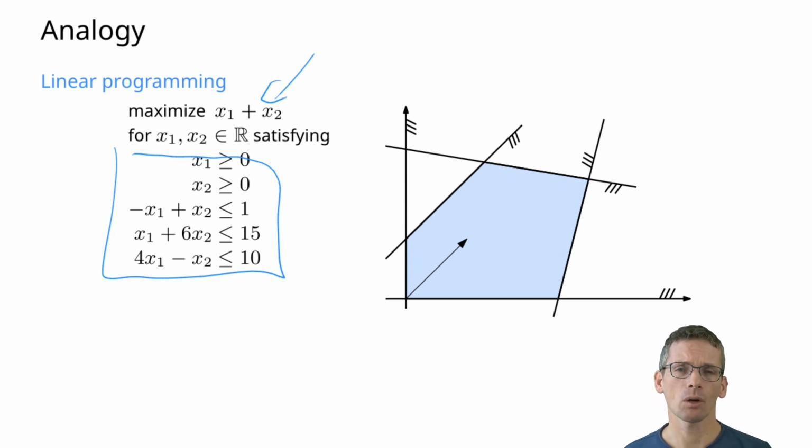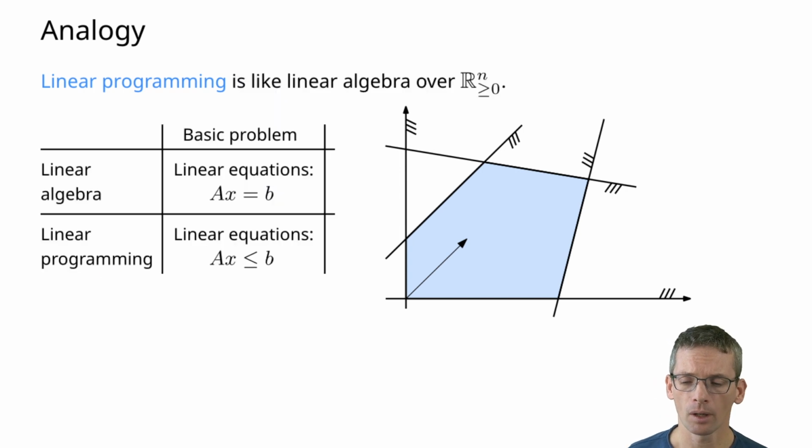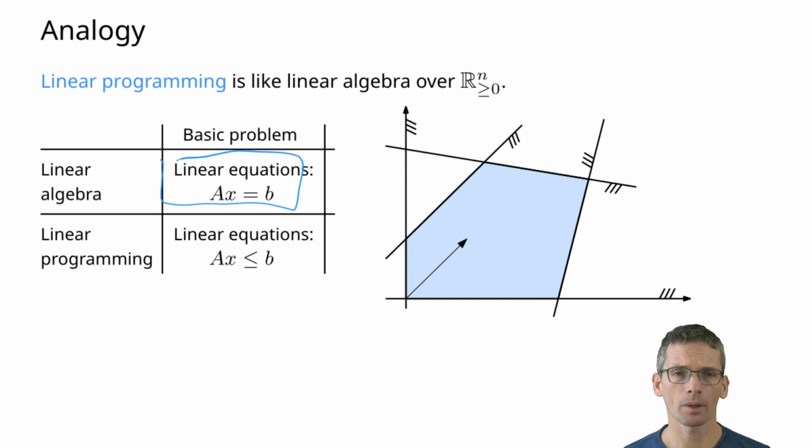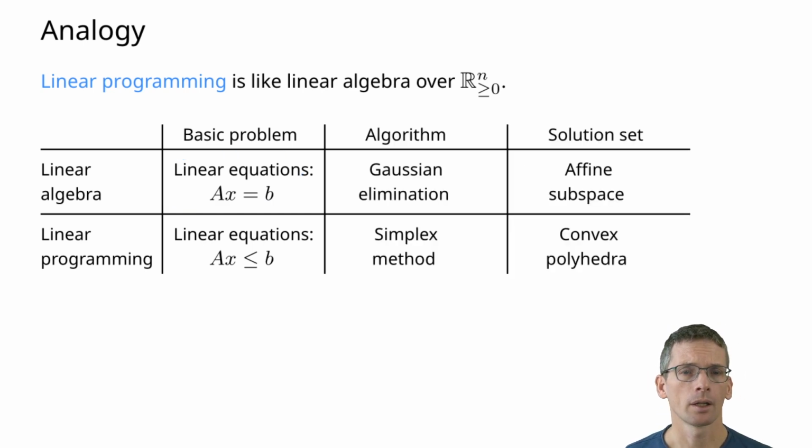So let's compare this to something that actually looks quite similar, and that is linear algebra. In linear algebra, we commonly want to solve a set of linear equations, or a system of linear equations. Linear programming very similarly, just that we commonly have linear inequalities. Now the most common algorithm for linear algebra is Gaussian elimination. In linear programming, that's the simplex method.